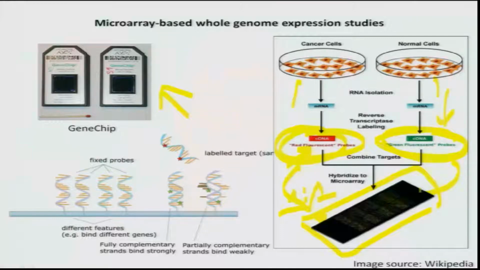But if the equilibrium is shifted, and you have more of that transcript present in cancer cells, you are going to have more cDNA that goes and binds to the spot. So, by looking at the relative ratio of these two fluorescences, I will be able to tell whether the expression level is altered or not altered. That is what is shown here.